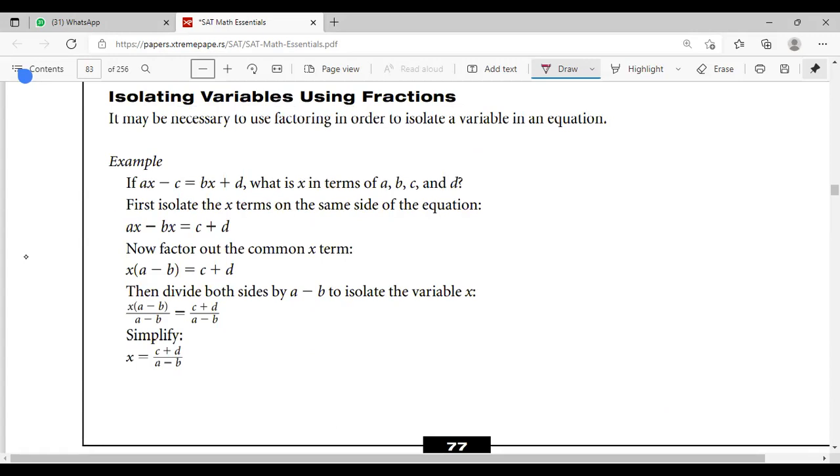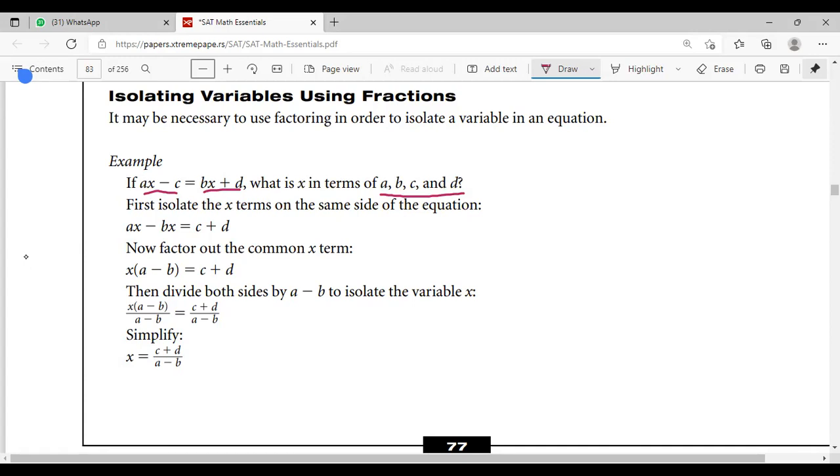Isolating variables using factoring. It may be necessary to use factoring in order to isolate a variable in an equation. Now we have ax minus c and bx plus d. What is x in terms of a, b, c, d? Okay, this is what we have to do.